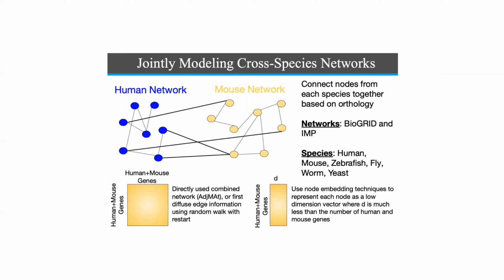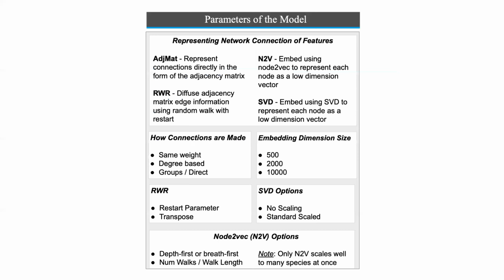One way you can do it is to just make the connections and then concatenate, putting all of the nodes in one matrix. But then you have a pretty large matrix, and if you do this for many networks, this gets really big, really fast. So you can also embed each node in a low dimensional vector. And we use Node2Vec or SVD to do this.